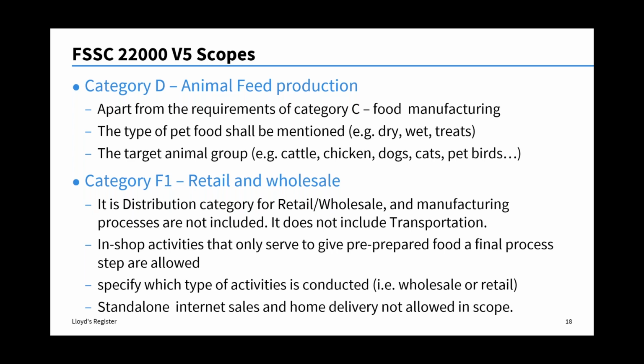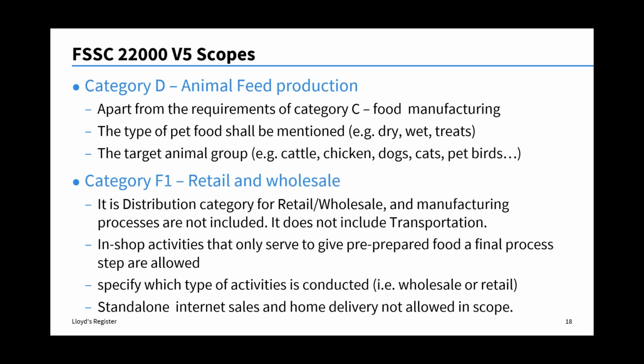Category F is a distribution scope, but this does not include transportation. In many languages, distribution also includes transportation, but in case of FSSC 22000, transportation comes under a different category. It is also required to specify which type of activity is conducted, whether it is wholesale or retail.